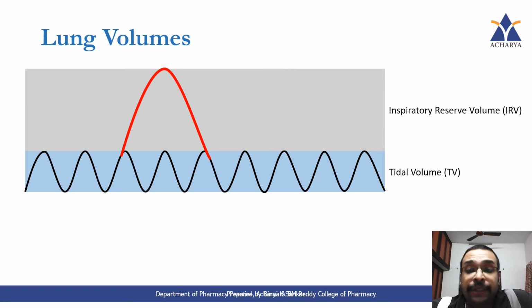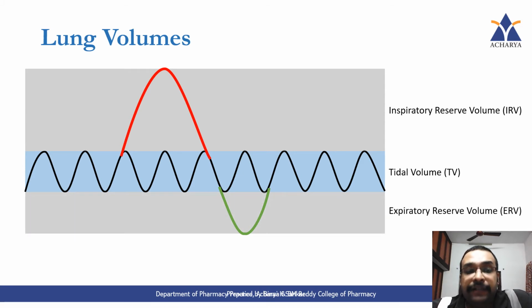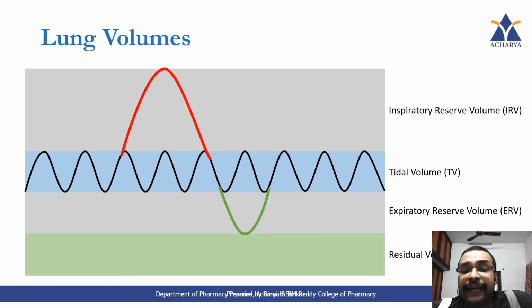Now, when you try to exhale fully, for example as part of exercise or exertion, they'll show a trough like this, the green trough that you see. This is called the expiratory reserve volume. Some amount of air will continue to remain in the lungs. It cannot be exhaled completely, and that extra volume is called the residual volume. And the total of all this, that is the inspiratory reserve volume plus tidal volume plus expiratory reserve volume plus residual volume, is called the total lung capacity. This is the total amount of air that can be held by the lungs.